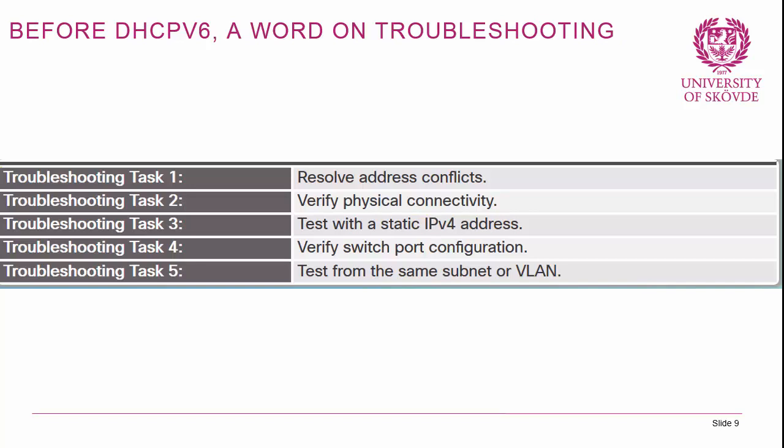So the first one is to resolve address conflicts, and that is looking at what addresses you excluded and making sure that you didn't configure any address that's in your pool to be leased out as an address that the servers may use or that can be leased, so that you didn't statically configure any IP address on a device and then lend out the same IP address. Also, you of course need to verify physical connectivity. If a client is still not getting connectivity, you should test assigning it a static IPv4 address, and then of course verify switch port configuration and VLAN configurations. So that's basically it. DHCP, if it doesn't work, test the entire network.